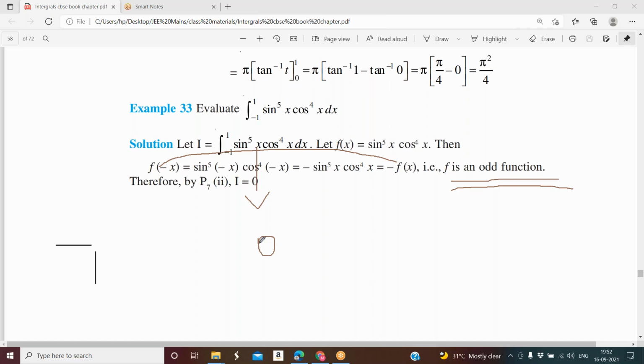Suppose the given function is an odd function, then the value of the integral is 0. So you need not evaluate the given integration. You can write the answer directly. So this will be part A, that is objective type questions. So you have to be very careful while you are doing that.